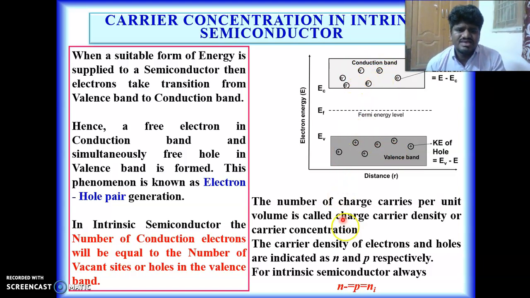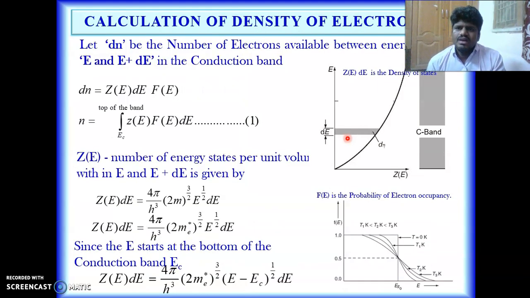That indicates that in an intrinsic semiconductor, N is always equal to P, and it is indicated by the intrinsic carrier concentration Ni. Now we have to find the N and P values, then we will find the Ni value. Okay. Now how to find the N value? Very simple. First you have to find the density of energy, the number of energy levels per unit volume. Suppose I assume that between E and E plus dE, Z of E dE is the density of states, and it contains dN number of electrons.